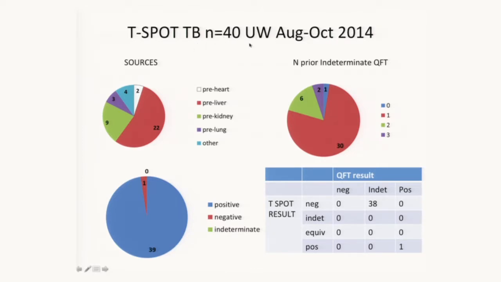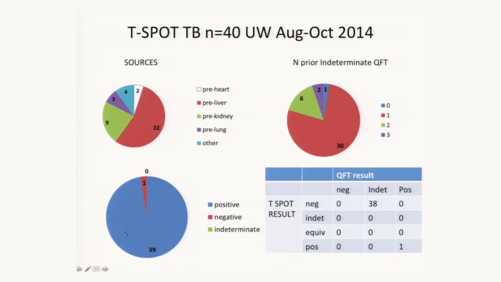I looked at the last 40 that we sent out in the last couple of months, and they almost all came from these different pre-transplant scenarios of the different organ systems that are represented here in the transplant world. And these were all subjects that had had prior indeterminate quantiferons. If you were red, you'd had 1 indeterminate, but some of the people had even 2 or 3 tries here to get an interpretable test, and they just kept having indeterminates over and over again. So finally we just said, okay, we have to send these out to try to get a definitive result prior to transplant. And the way the results came back are here.